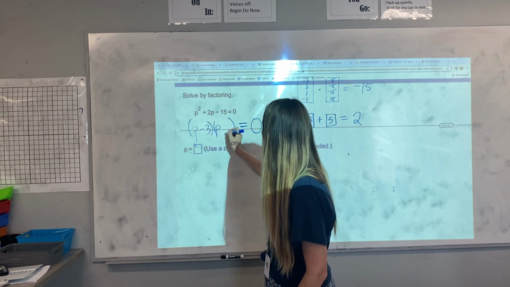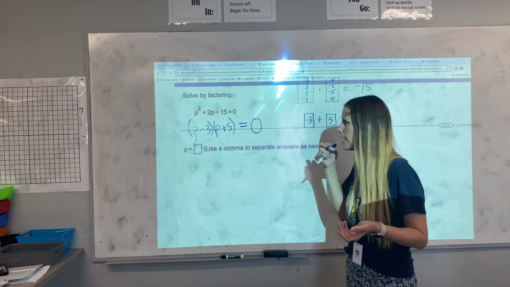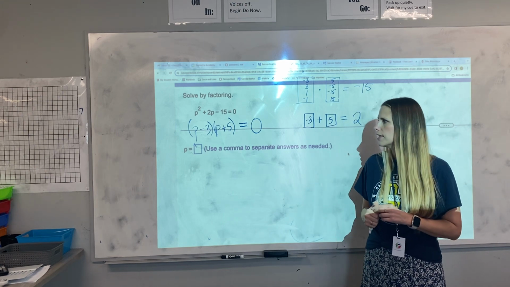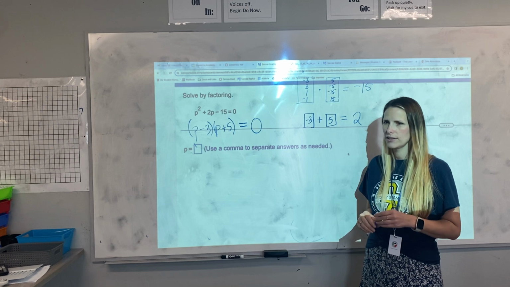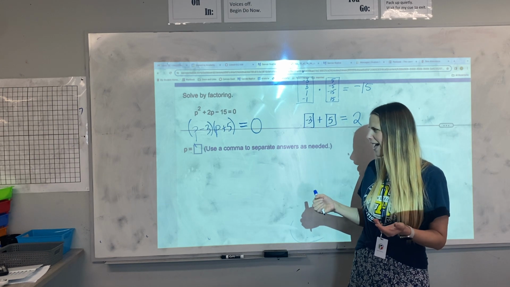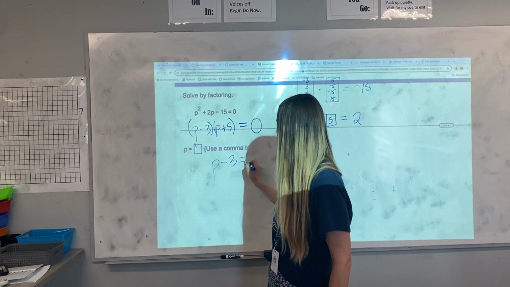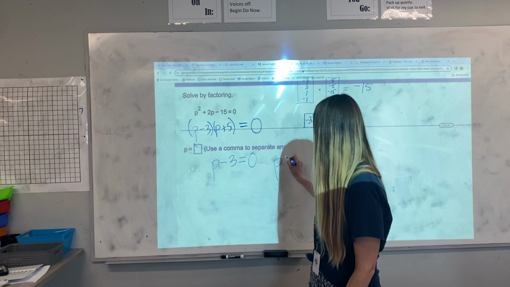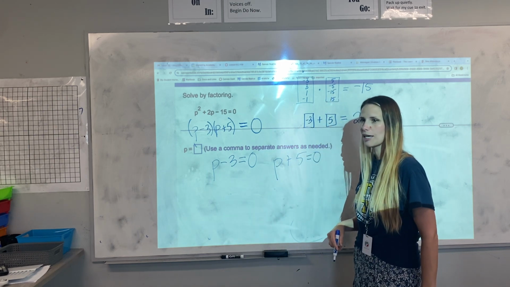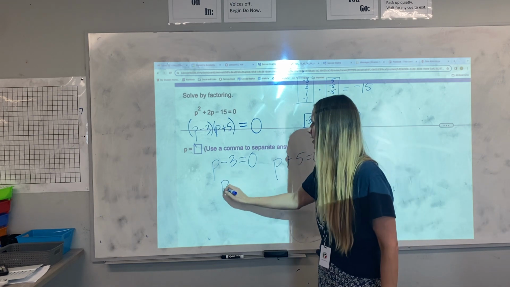Yep, negative 3 and positive 5. That's it. Now I have my factored form of the quadratic equation. Now what do I do? Use the zero product property. P minus 3 equals 0. P plus 5 equals 0. And I'm going to let you skip the whole add 3 to both sides. I'm going to let you just write P equals what?